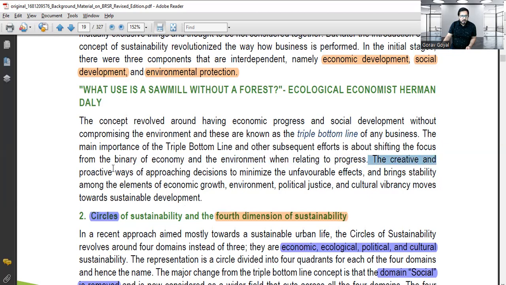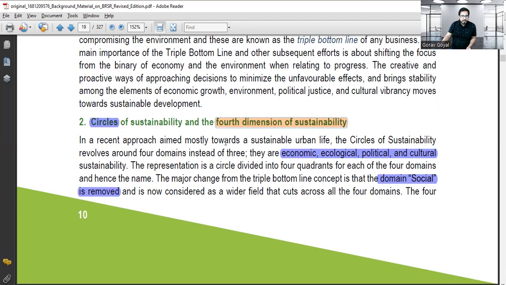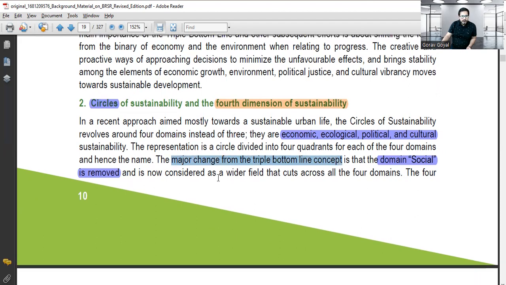The creative and proactive ways of approaching decisions to minimize the unfavorable effects. So now we are discussing the circles of sustainability. There is a fourth dimension of sustainability that we are going to discuss in a recent approach, mostly towards sustainable urban life. The circles of sustainability revolve around four domains instead of three. They are economic, ecological, political, and cultural. And the major change from the triple bottom line is that the social domain is removed and now considered a wider field that cuts across all four domains.